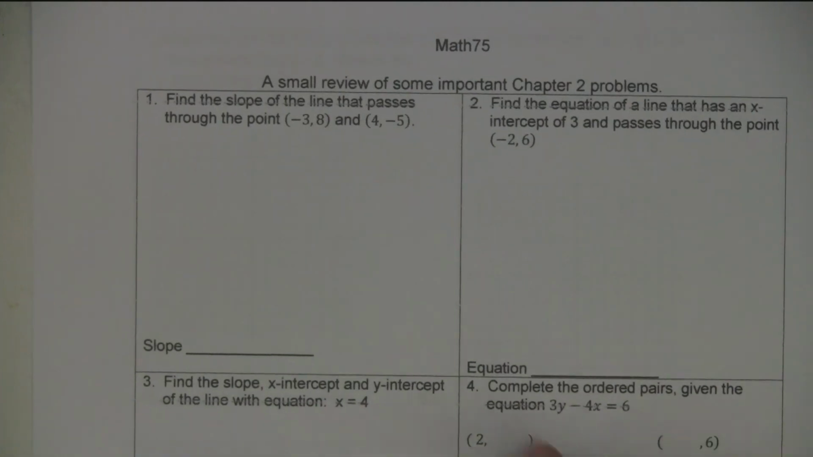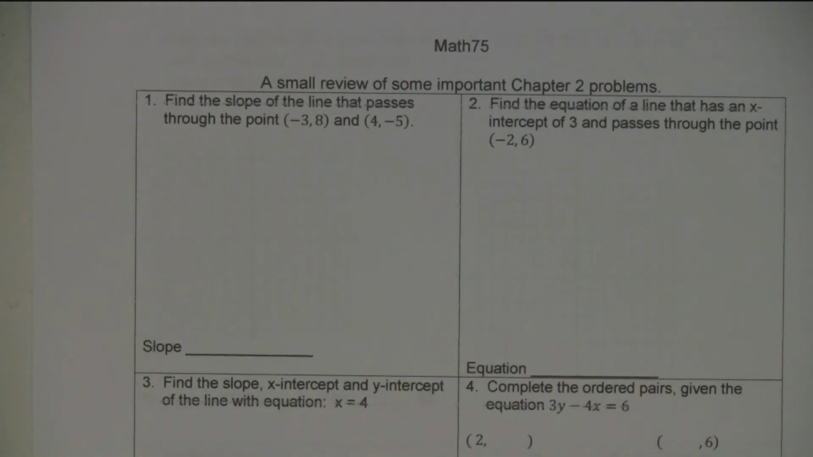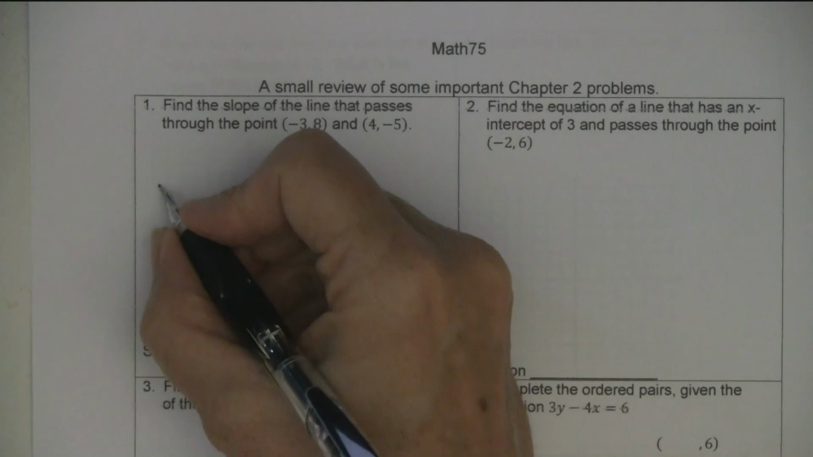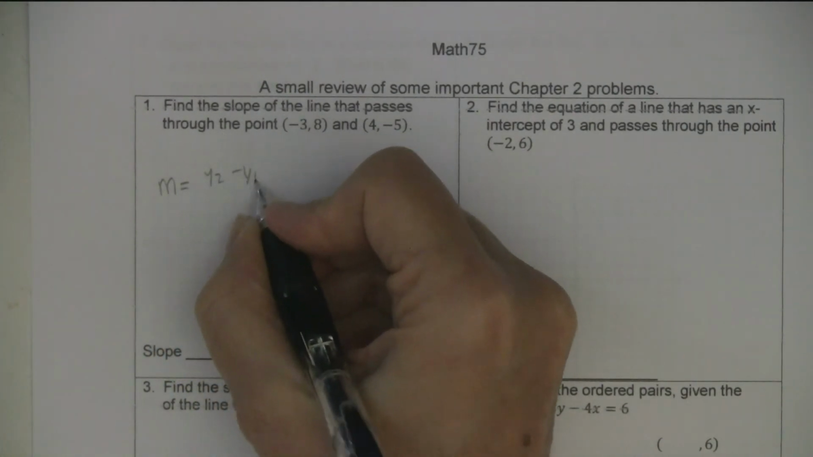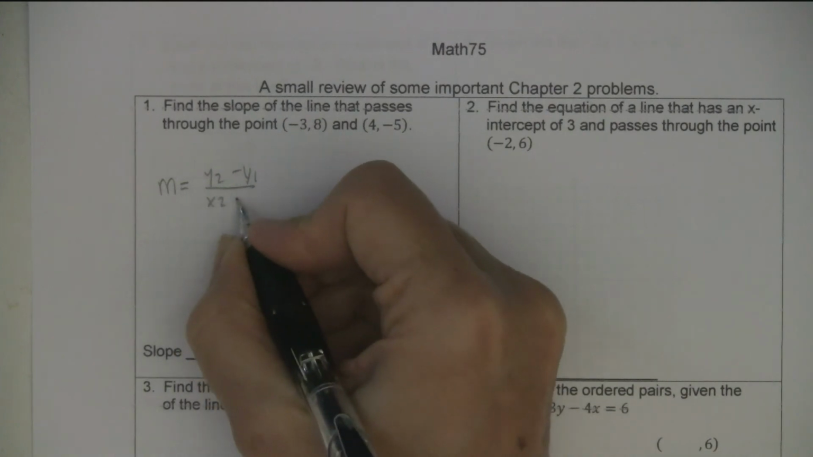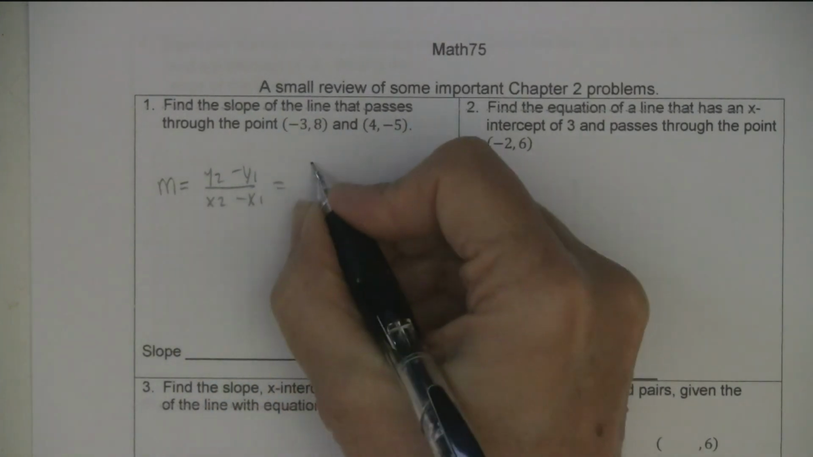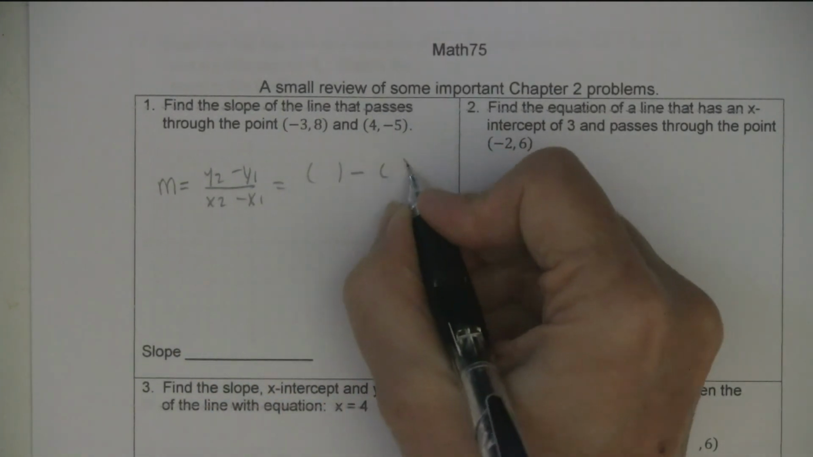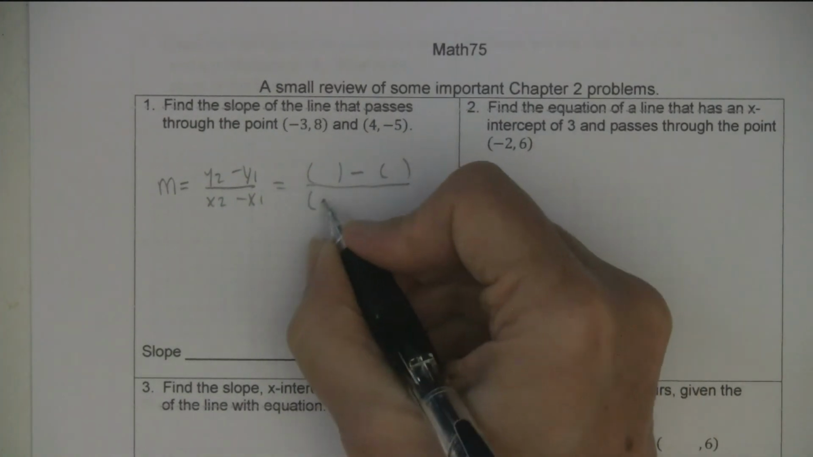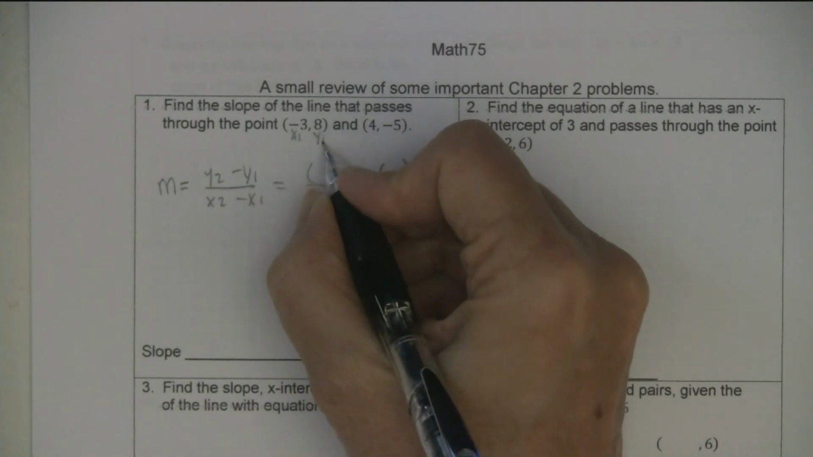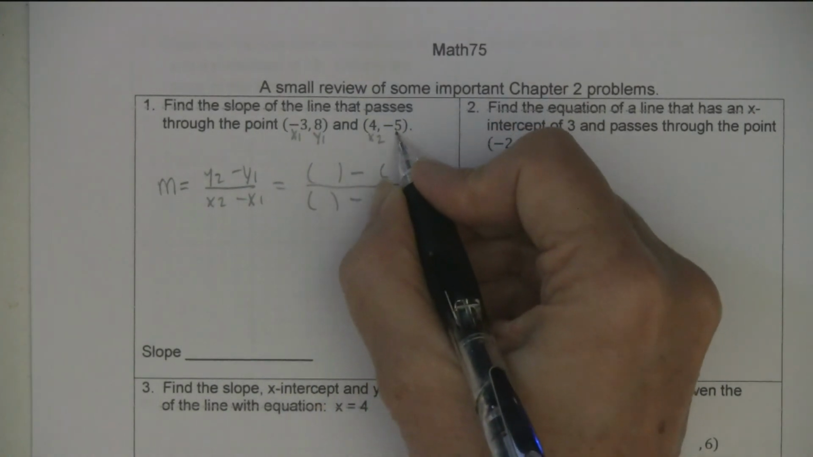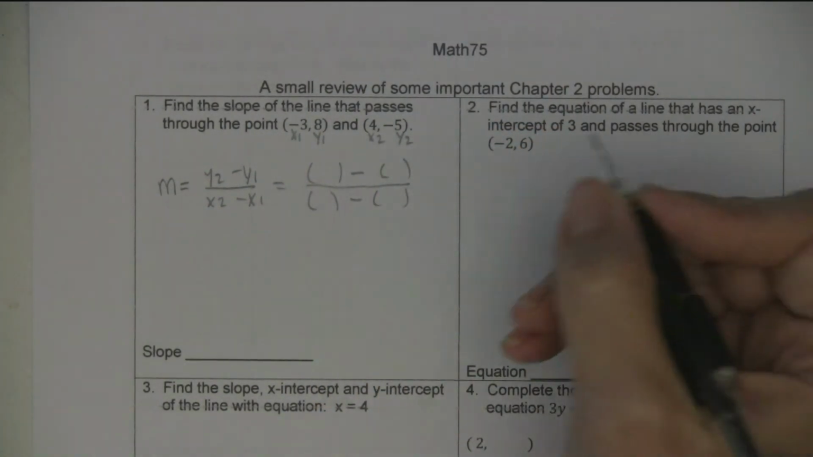And so the first question is asking you to find the slope. And so there's a formula for that. It's m equals y2 minus y1 divided by x2 minus x1. It doesn't matter which of these points I call the ones and which one I call the twos, so kind of arbitrarily. I'm just naming them that way.